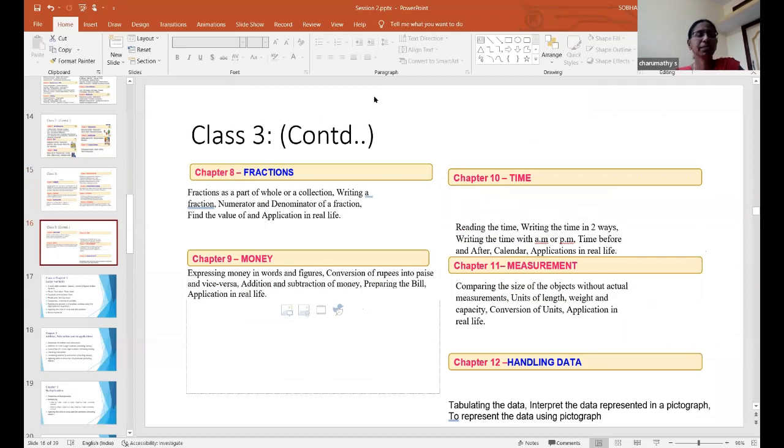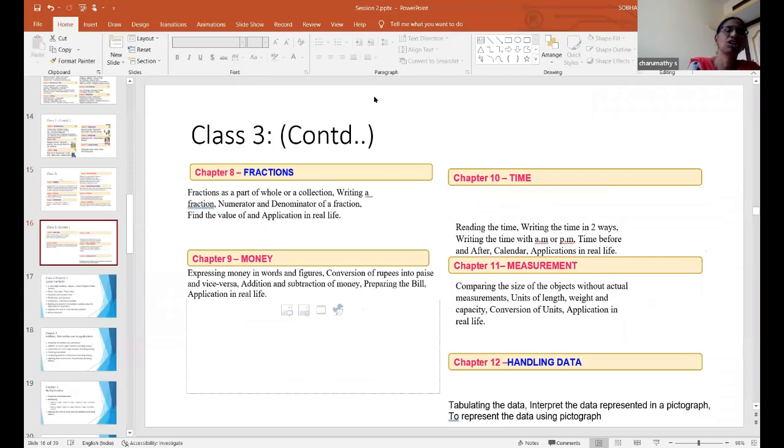Then comes the next interesting topic, which they are learning from class 1, the money topic. Here they'll express money in words and figures, conversions of rupees into paise and paise into rupees, then addition and subtraction of money, then preparing a bill, and applications in real life.